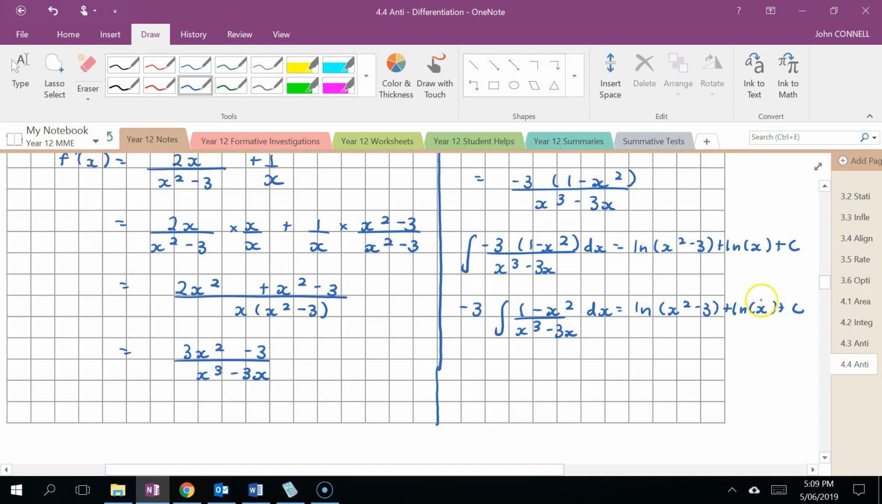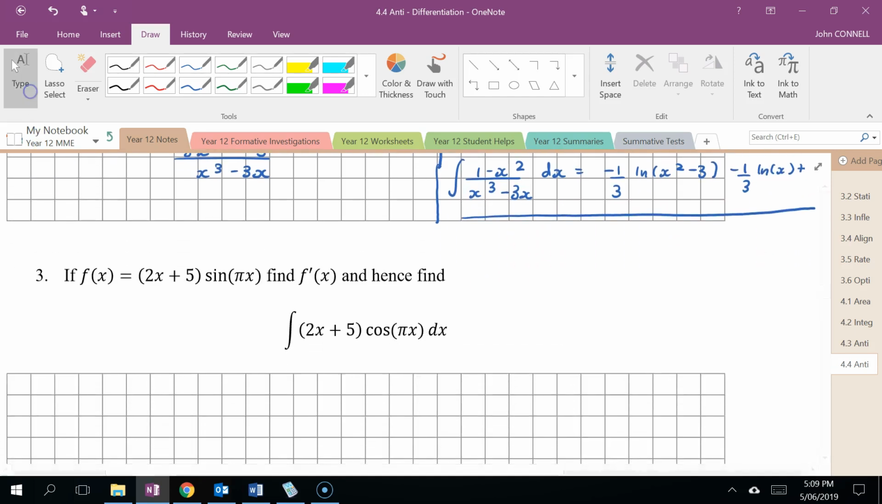And then divide this minus 3 by on the other side. So we're going to get the integral of 1 take x squared over x cubed take 3x dx is equal to minus 1/3 ln of x squared take 3 take 1/3 ln x plus c. And there's our final answer for this one. So all we had to do in this case was just take out that constant and move it to the other side.